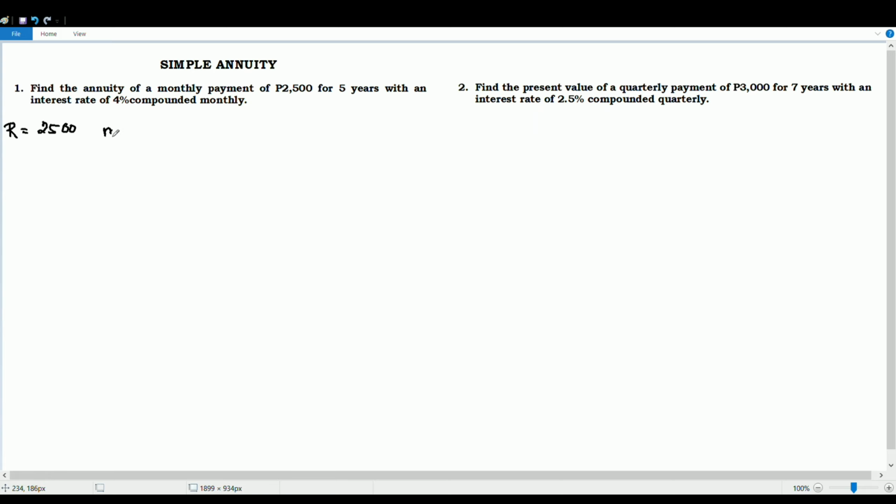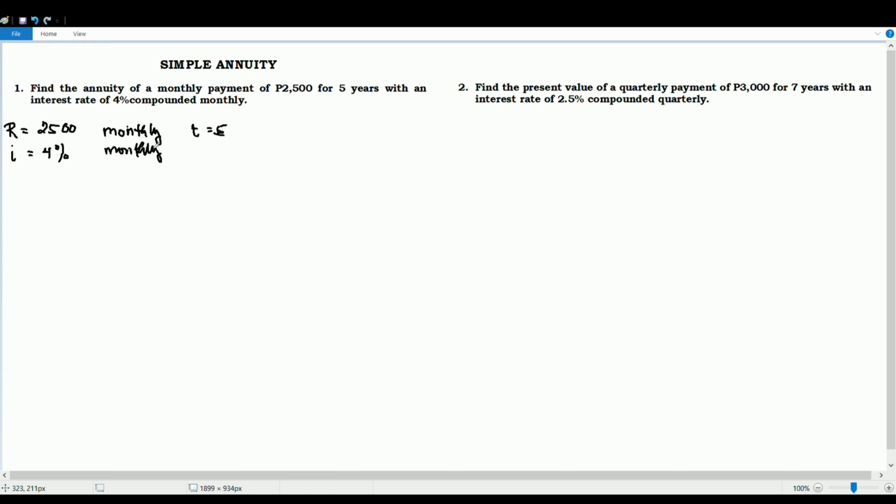That is a monthly regular payment. The term is 5 years and we have an interest rate. Our i is 4% and the rate is also compounded monthly. Now if you observe, the period of payment of 2,500 and our interest rate have the same periodic payments.